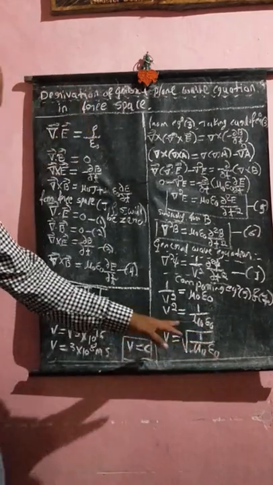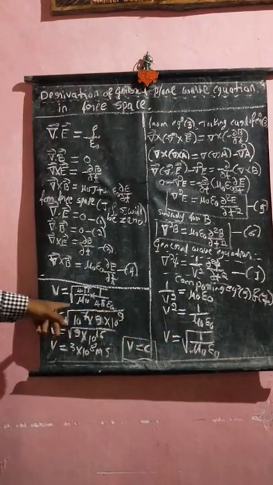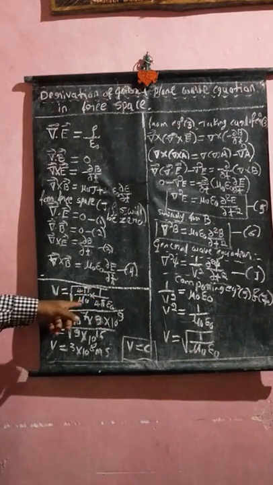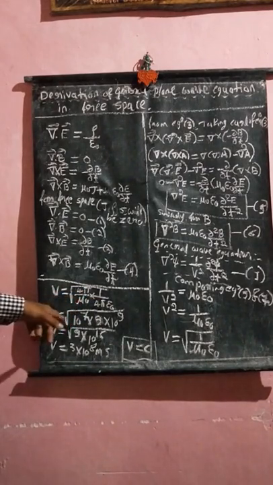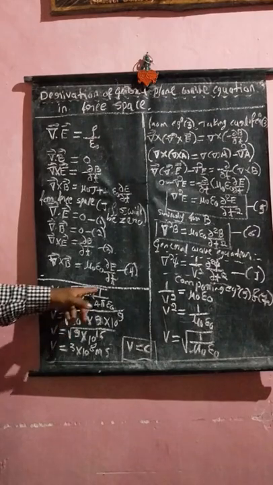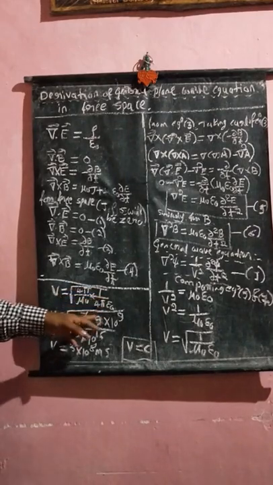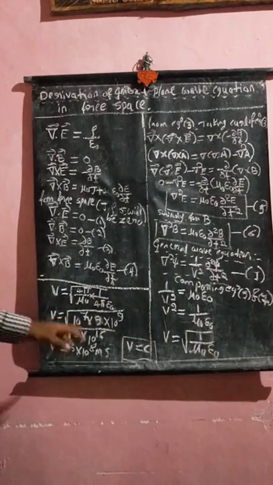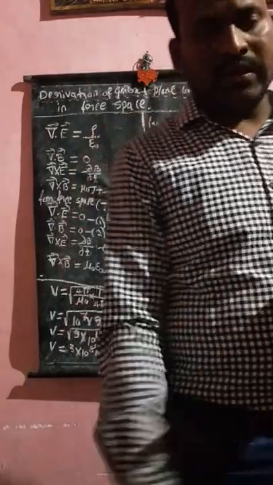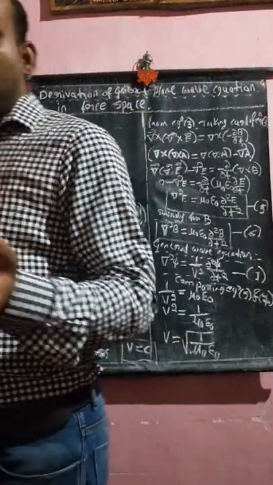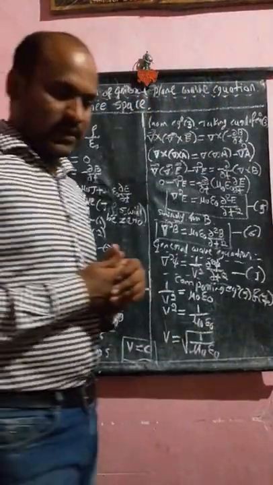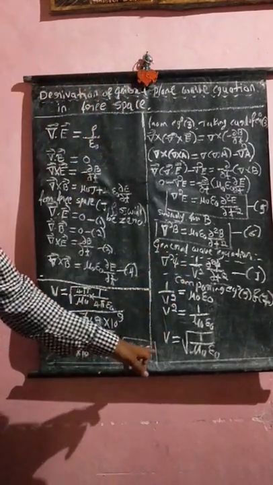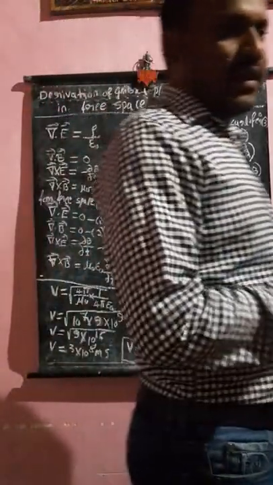I multiply numerator and denominator by 4 pi, so 4 pi mu naught divided by 4 pi is 10 raised to minus 7, into 1 divided by 4 pi epsilon naught, which you also know is 9 into 10 raised to 9. Multiplying and taking the square root, we get v is equal to 3 into 10 raised to 8 meters per second. What is this value? This is the velocity of light. So the velocity of an electromagnetic wave is equal to the velocity of light in free space.